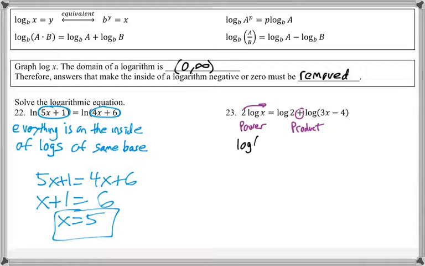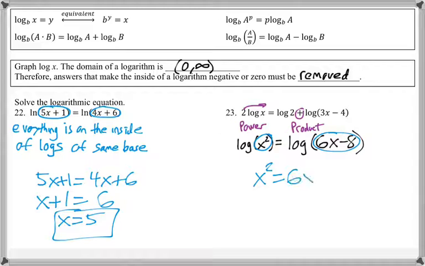So this will be log of x squared is equal to log of, now using the product rule you want to multiply the insides. So you're distributing that 2. So it will be 6x minus 8. So now everything is on the insides of logarithms of the same base, which means you can now just focus on the stuff that's on the inside. So x squared is equal to 6x minus 8. And if you solve this equation, then you solve the original equation.